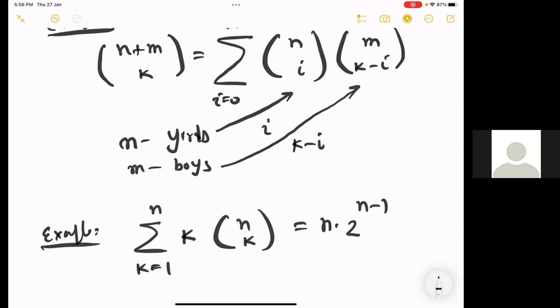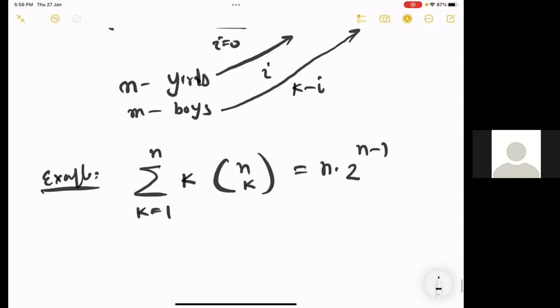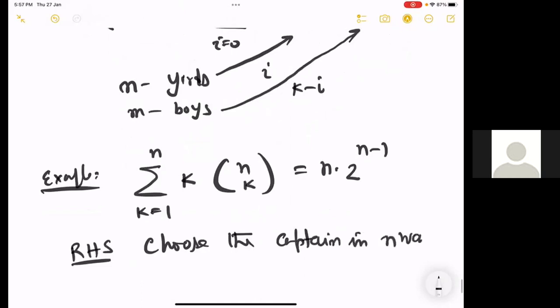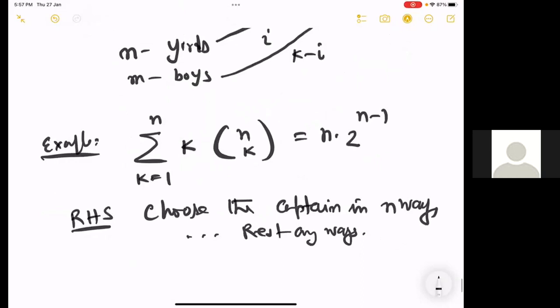Yes. So the RHS is, first of all, we choose the captain in n ways, and then for the other n minus 1 people, they have the choice of remaining in the team or not. Right. Choose the captain in n ways and the rest in any order. And the LHS: pick the team and pick the captain.